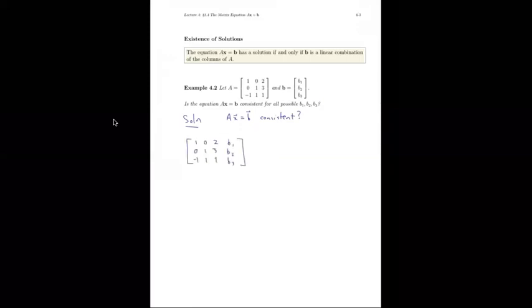So in the interest of reduced row echelon form, let's rewrite row 3 as itself plus row 1.